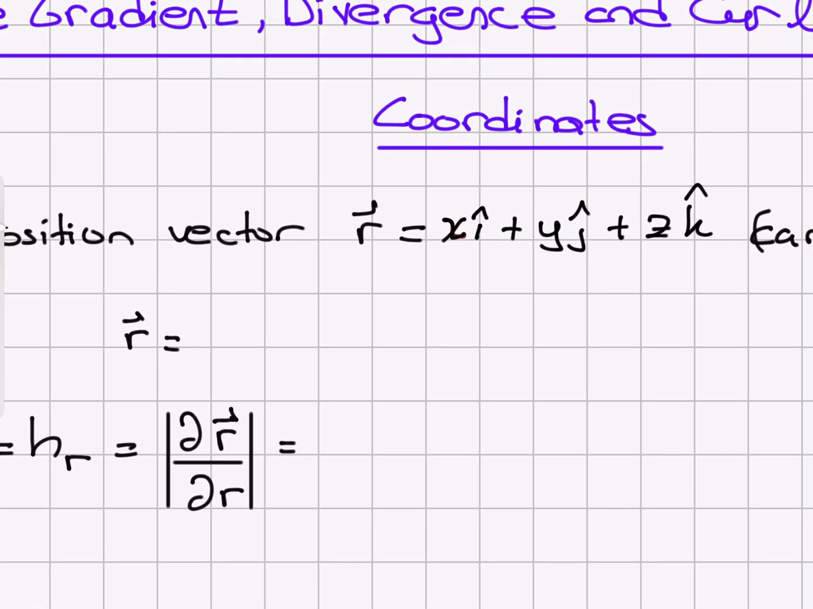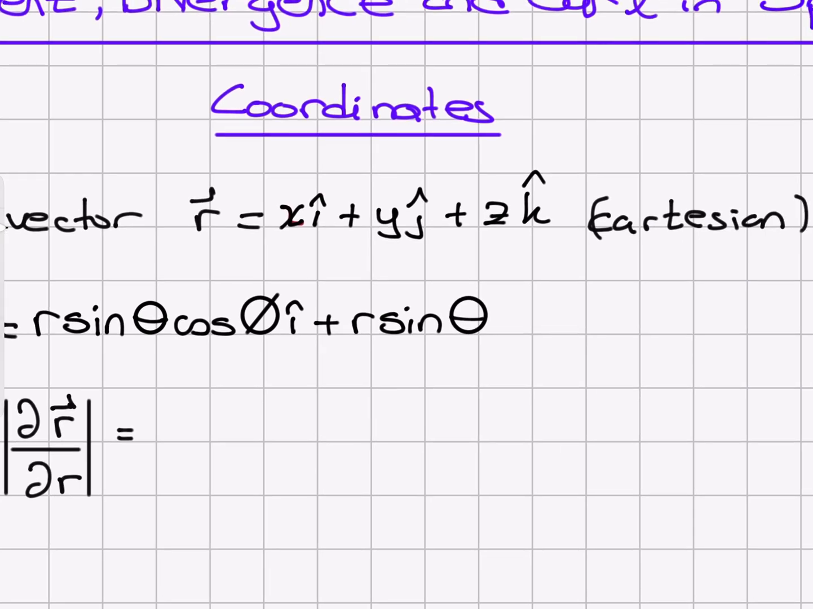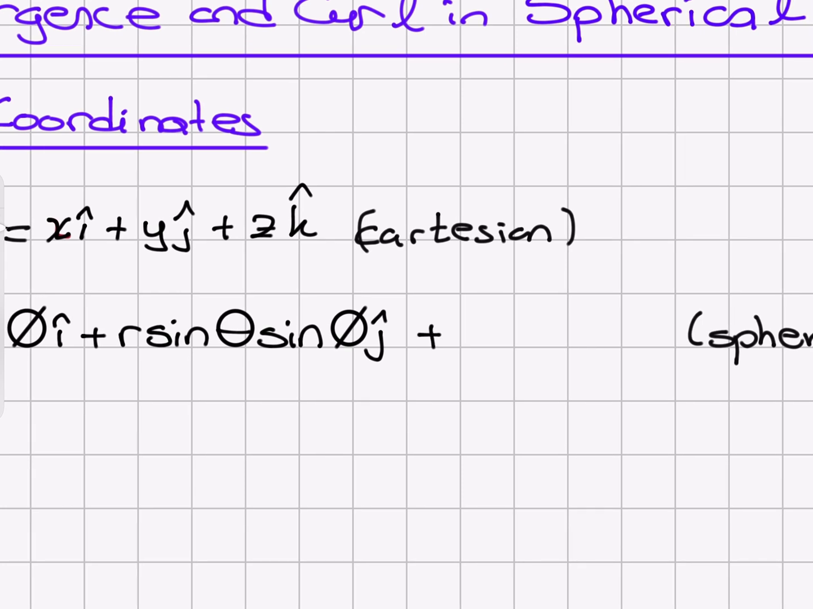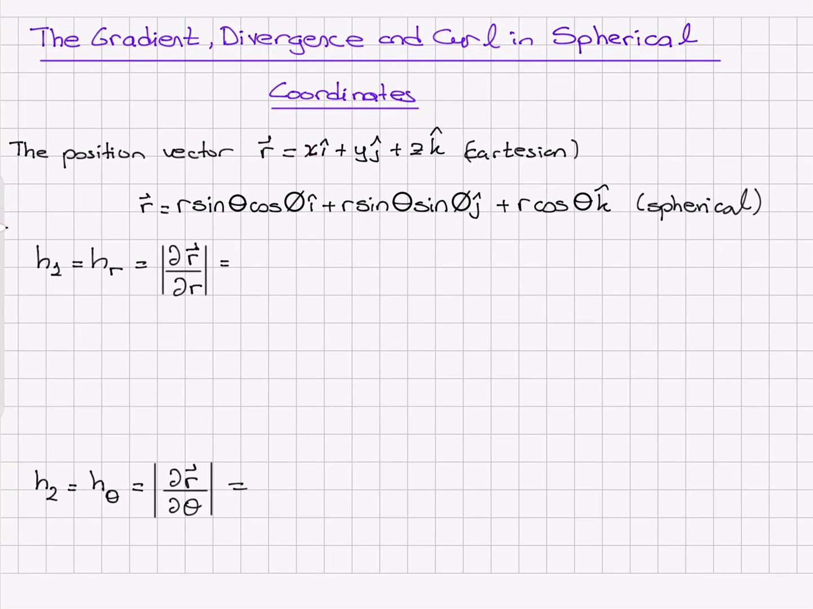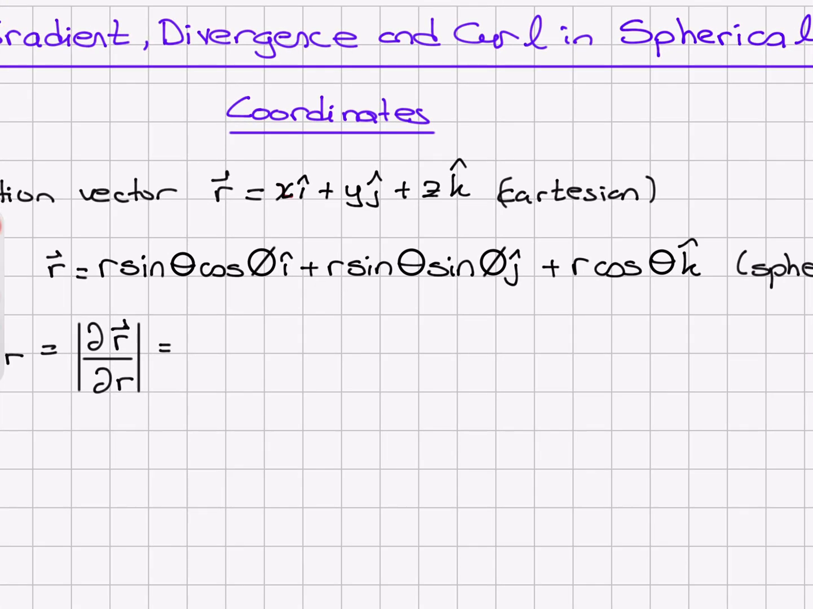Now the coordinate transformation equations, we have x given by r sine theta cosine phi in i hat direction, and we have r sine theta sine phi in j hat direction, and finally we have for the z component r cosine theta. So these are the coordinates and position vector in spherical coordinates when we use the transformations from spherical to Cartesian coordinates.